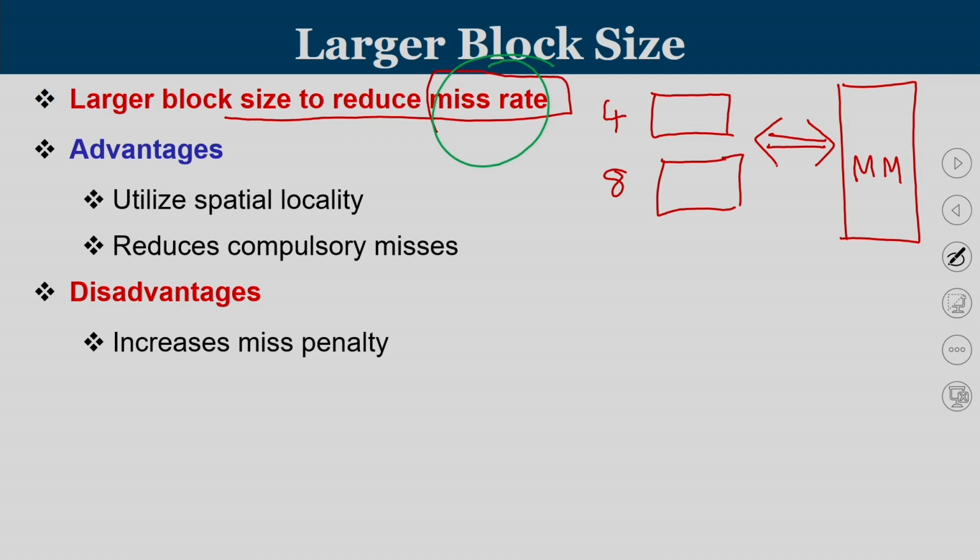Let us assume in the case of 4 words, if the carrying capacity of the bus is also 4 words, then in one clock cycle, I can bring 4 words together. Whereas, when I increase my block size to 8, the capacity of the channel that connects the cache memory and the main memory is not changing. So, 4 words will go in a single stretch, and the next 4 words is going to come in the next clock cycle only, that is the next memory cycle only.